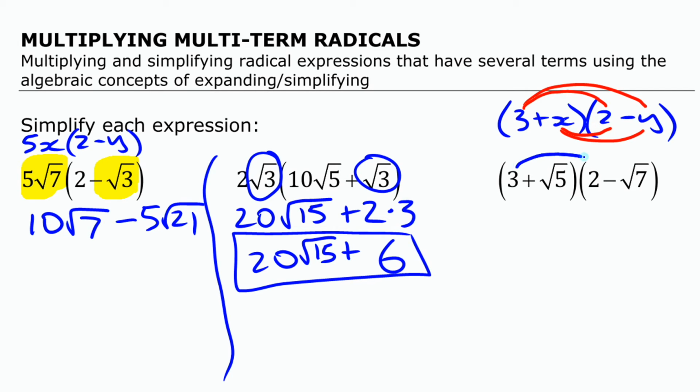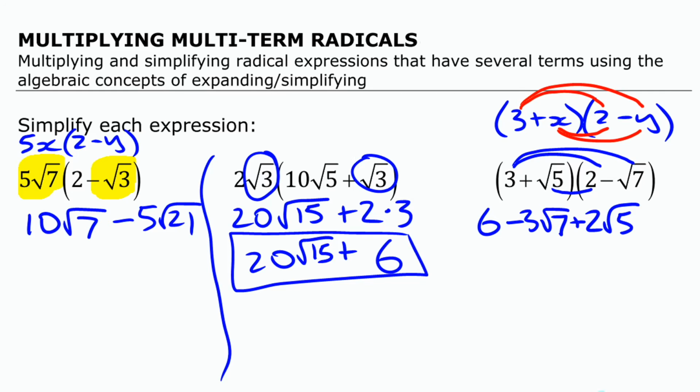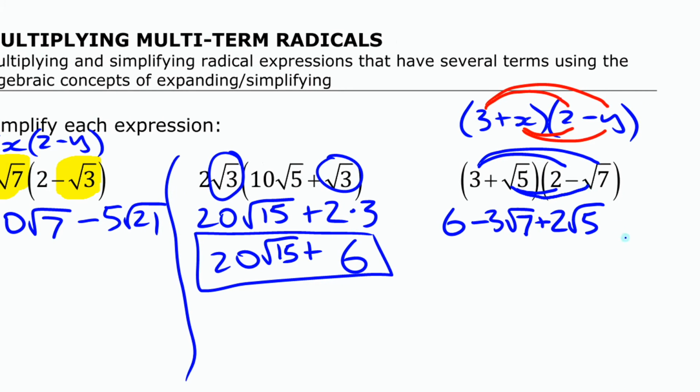You're going to first say 3 times 2 is 6. You're going to say 3 times minus root 7 is minus 3 root 7. You're then going to say root 5 times 2 is plus 2 root 5. And you're going to say that root 5 times minus root 7 is minus root 35. You have 4 terms in your answer. None of them are alike. You can't add any of them together right now.